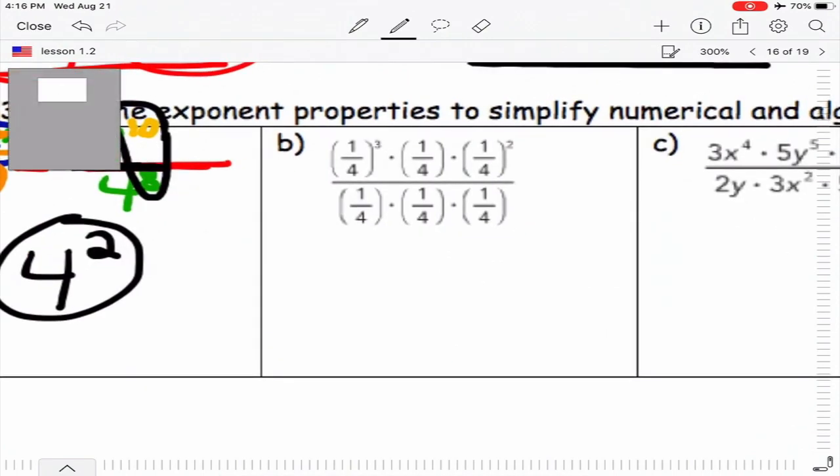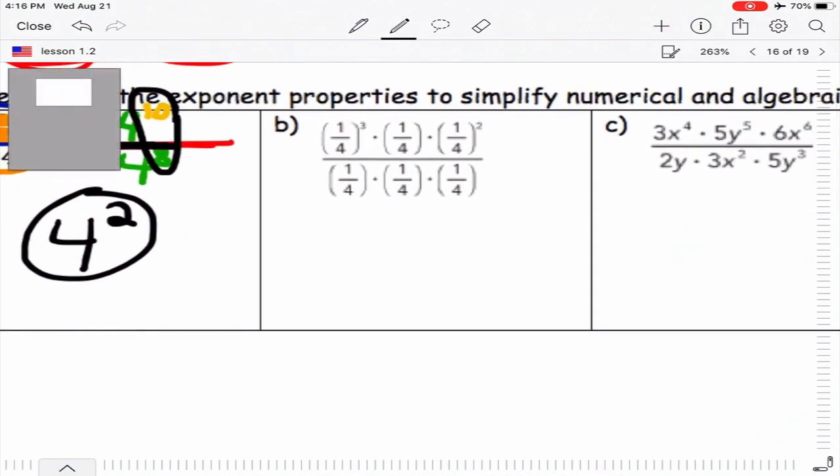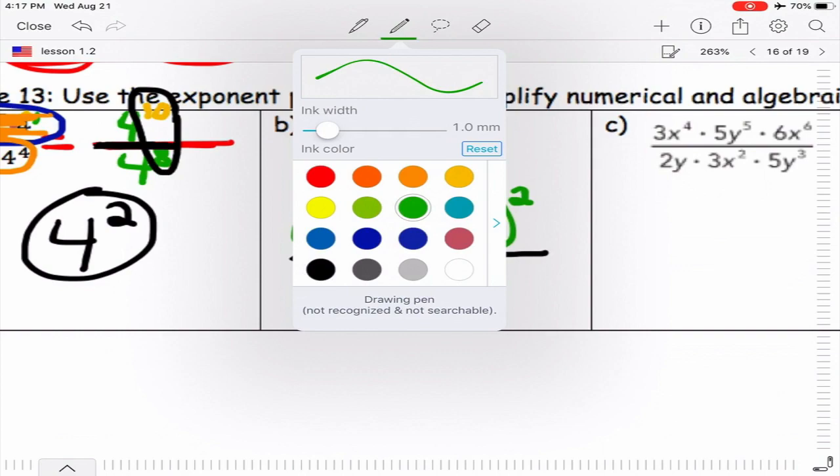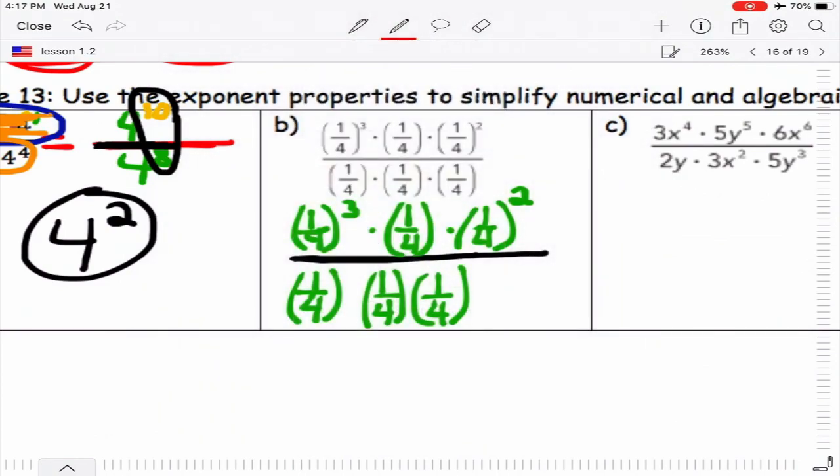The next problem has fractions, so I'm just going to rewrite it, and I recommend you do the same. So it's 1/4 in parentheses, and that exponent is 3. Then it's 1/4 in parentheses, and then 1/4 in parentheses again, but the exponent is 2. And then on the bottom, they're all just 1/4 with no exponent. All right, step 1: give numbers that don't have exponents, exponents. So I'm going to give a little 1 here, a 1 here, 1 here, and yes, a 1 here. And then I'm going to solve.